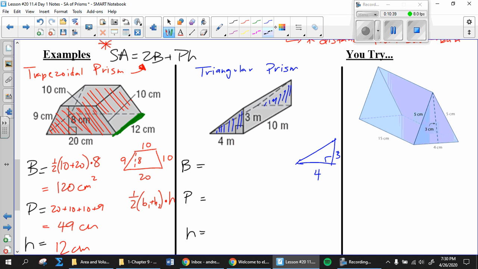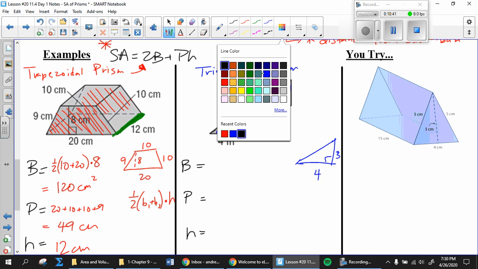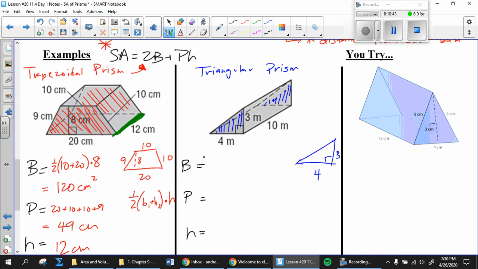Okay, so first thing we start with, area of a base. So area of this triangle. So area is 1/2 base times height. So 4 times 3. So the area of my base, capital B, is going to be 12 divided by 2. So 6 meters squared.